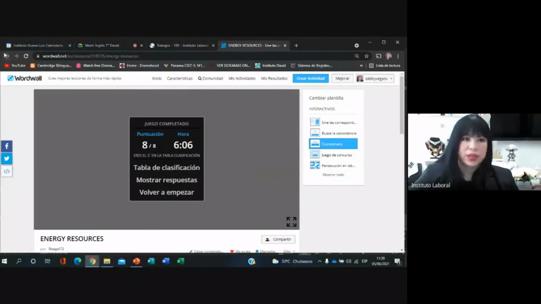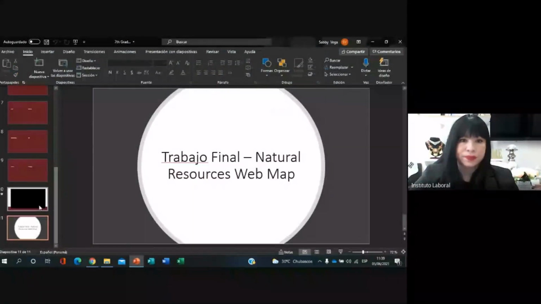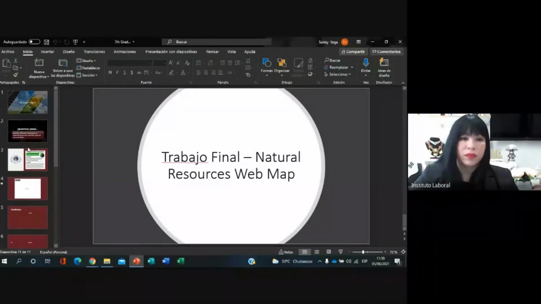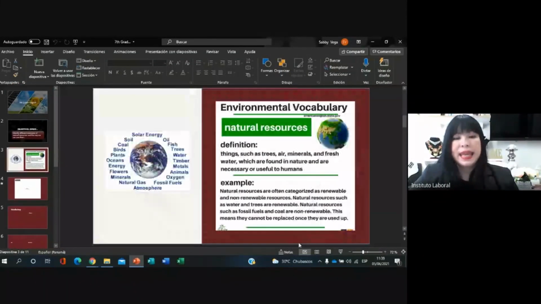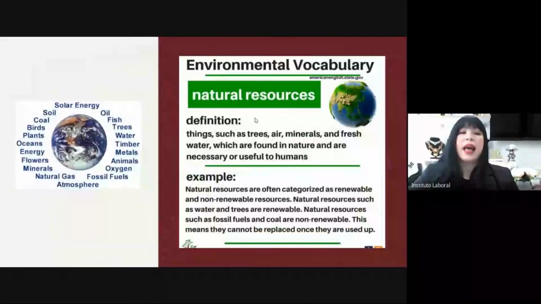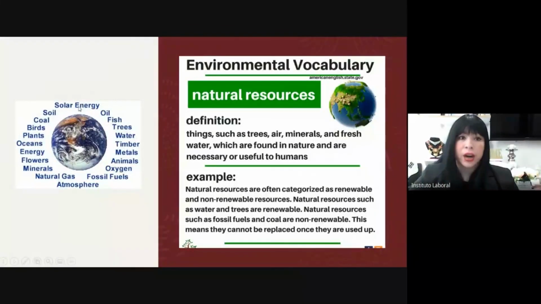Very good. In today's class, we saw the natural resources. The natural resources are solar energy, oil, fish, trees, water, animals, and plants. Metals, oxygen, fossil fuels, atmosphere, gas, natural gas, mineral, flower, energy, ocean, birds, coal, soil. These words are related to natural resources.